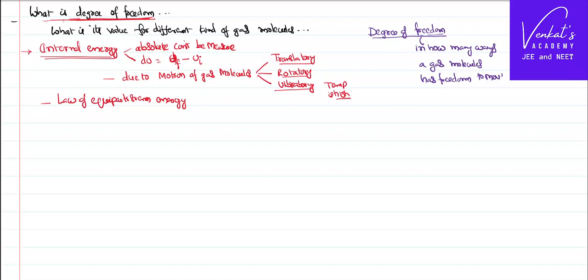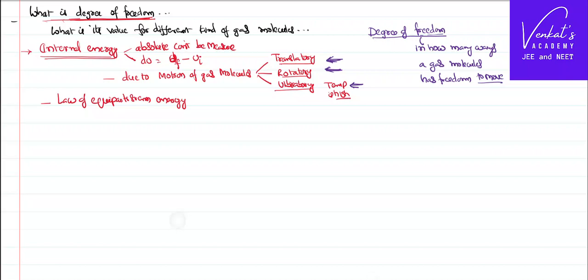If it has a freedom to move, correspondingly it will possess energies like translatory energy, rotational kinetic energy, and vibrational kinetic energy, right? So how many degrees of freedom it has depends on how many kinds of motion the gas molecule has. Translatory motion alone, rotatory motion alone, vibratory motion alone, or the combined effect of all of them, right? I'll come back to the degrees of freedom in a while.